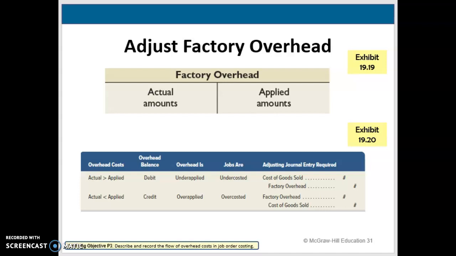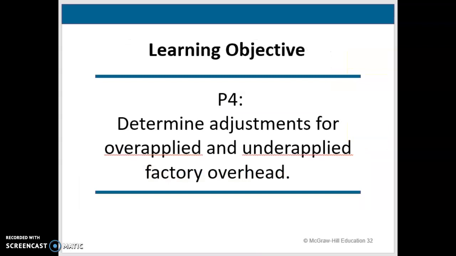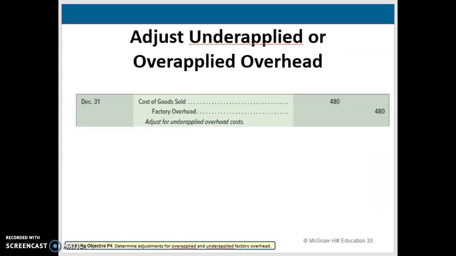All right, so let's look at how we handle those underapplied or overapplied overhead situations. To show you an example, we're going to assume that Road Warriors applied $200,000 of overhead to jobs during the year. This equals the amount of overhead that management estimated in advance for the year. We're also going to assume that they incurred a total of $200,480 as actual. That means the factory overhead account would have a debit balance. That debit balance reflects manufacturing costs not assigned to jobs. This means that the balances in work in process, finished goods, and cost of goods sold do not include all production costs that were incurred.